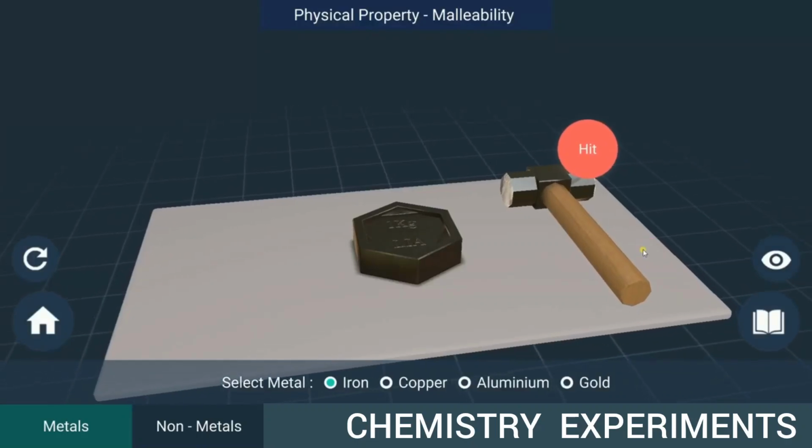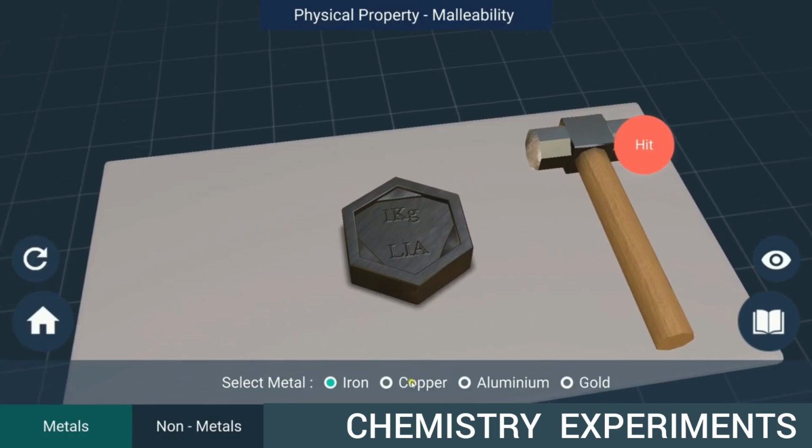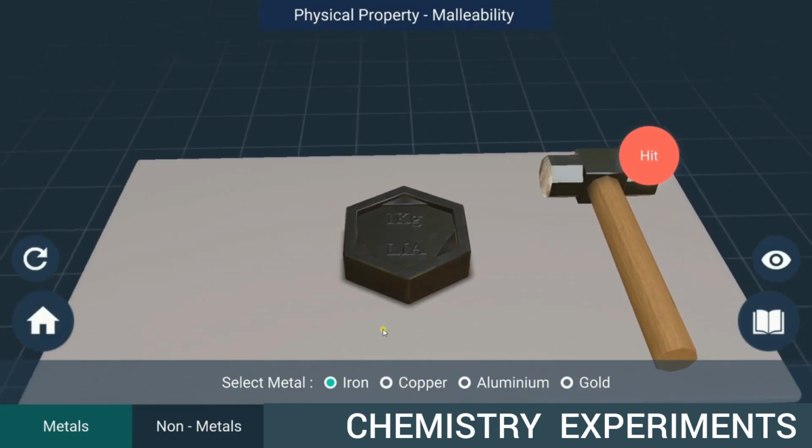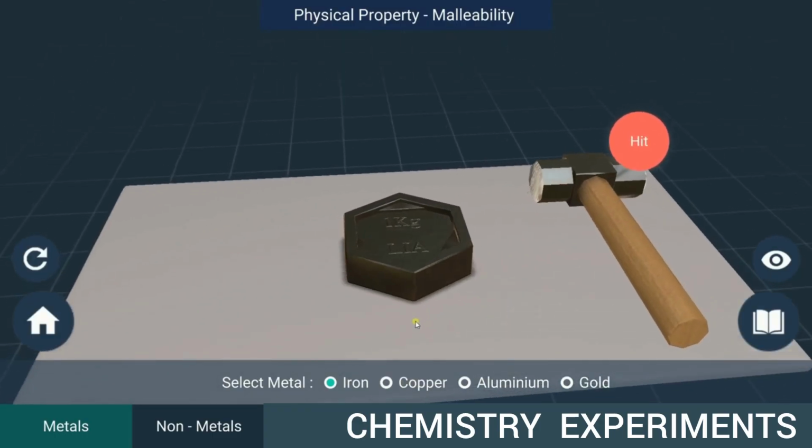Let's try to group the substances by comparing their physical properties. Let's do it with one of the physical properties called malleability. Malleability is a substance's ability to deform under pressure without breaking.